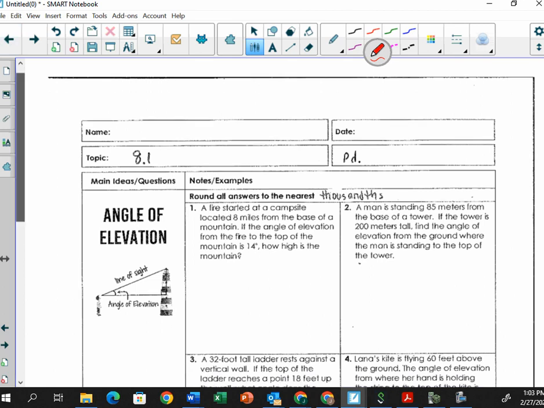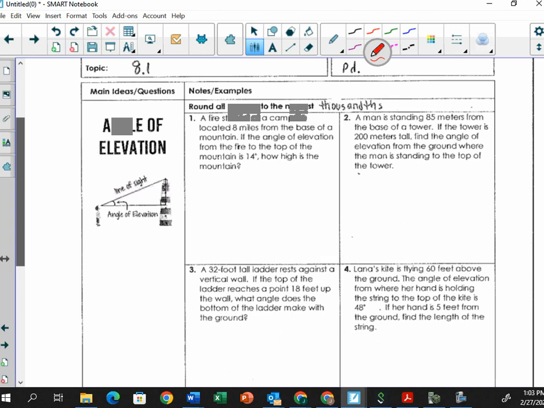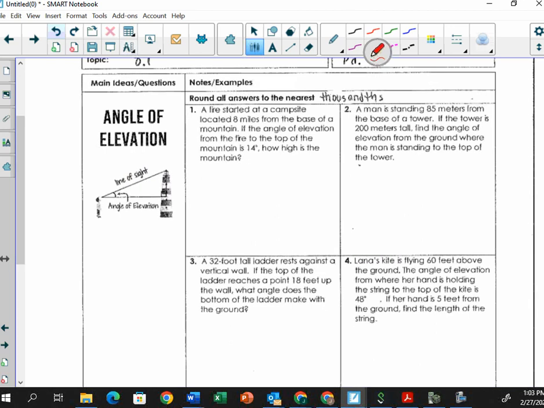So number one, we've got a fire started at a campsite located 8 miles from the base of a mountain. If the angle of elevation from the fire to the top of the mountain is 14 degrees, how high is the mountain? Try to draw the picture for me. You don't have to solve anything yet, but draw me a fun picture. Draw me a nice little campfire and a mountain. Add in anything else you would like to your camping scene. Let's see how you do with your pictures.